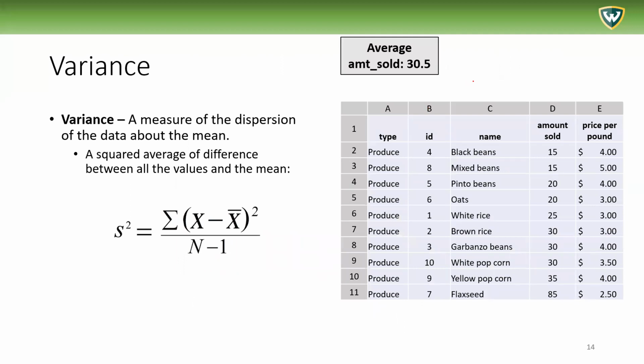Variance. Variance is a measure of the dispersion of the data about the mean, surrounding the mean. And it's a squared average of the difference between all the values and the mean. We talked about the mean before. The mean is the sum of all the values of a variable divided by the number of instances. So let's focus on amounts sold here.